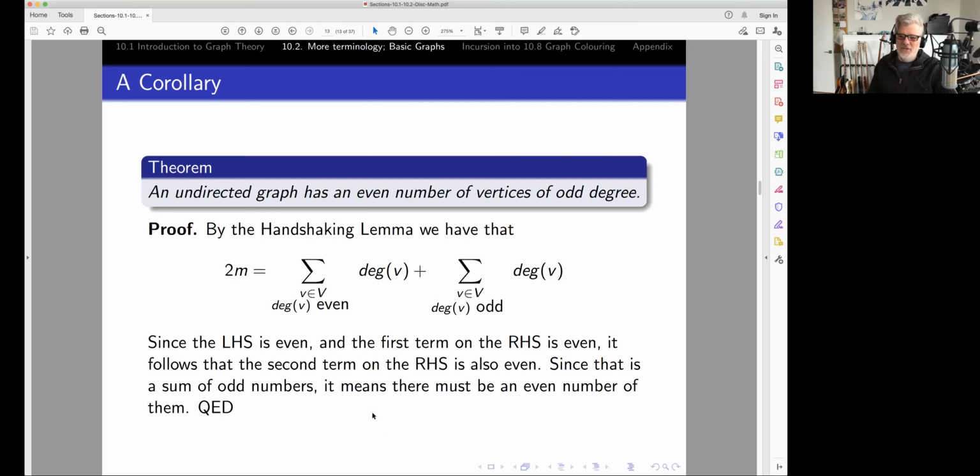So if you apply the handshaking lemma, you get as a consequence that any graph has an even number of vertices of odd degree. And this can be useful in certain situations. All right.